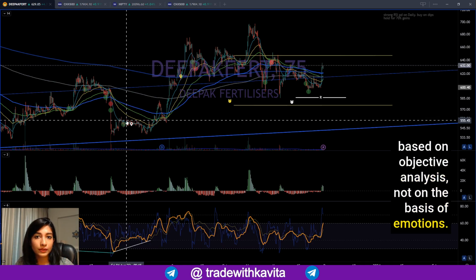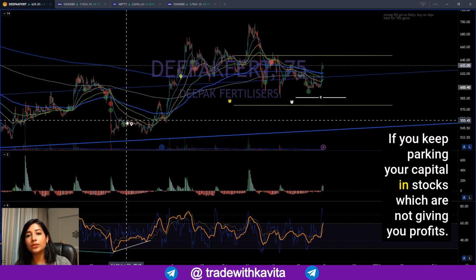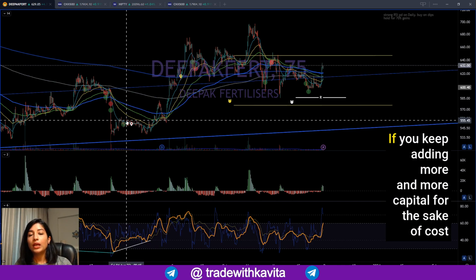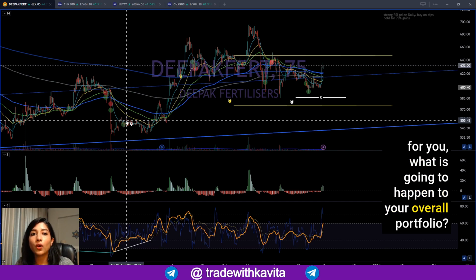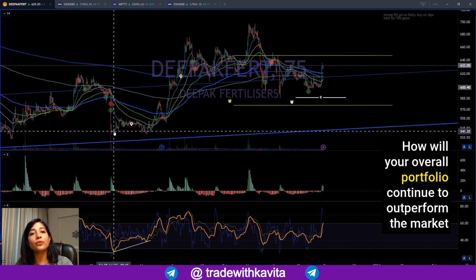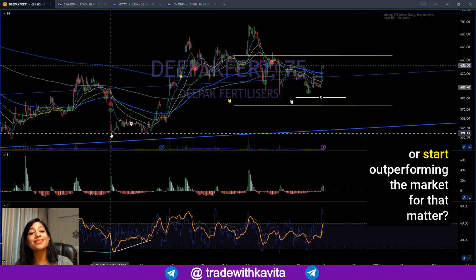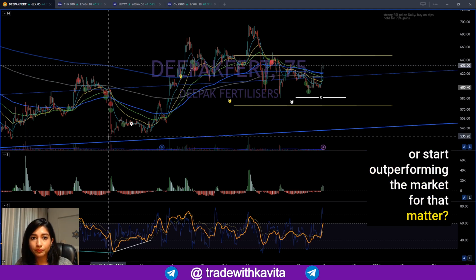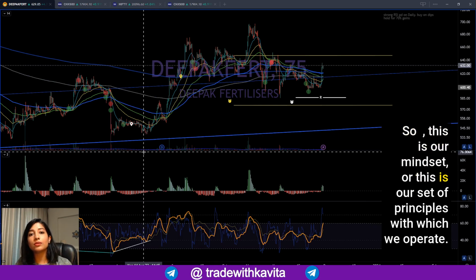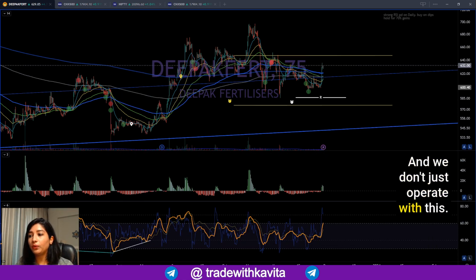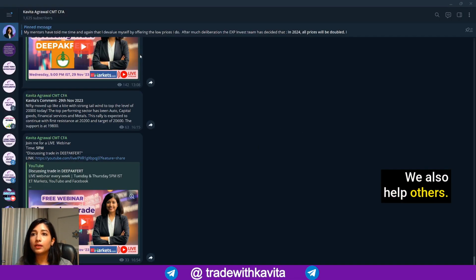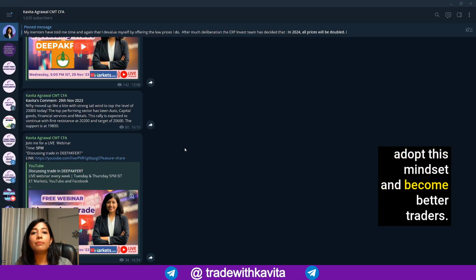If you keep parking your capital in stocks which are not giving you profits, if you keep adding more and more capital for the sake of cost averaging to stocks which are already underperforming the market for you, what is going to happen to your overall portfolio? How will your overall portfolio continue to outperform the market or start outperforming the market for that matter? So this is our mindset, or this is our set of principles with which we operate. And we don't just operate with this, we also help others adopt this mindset and become better traders.